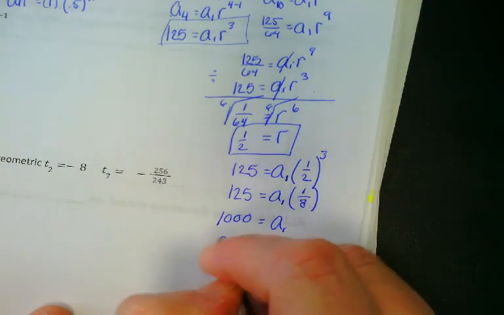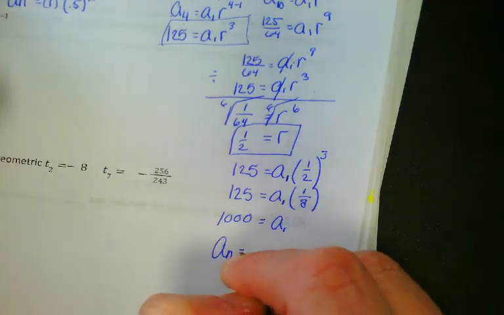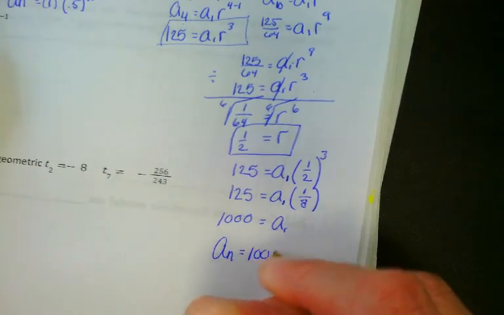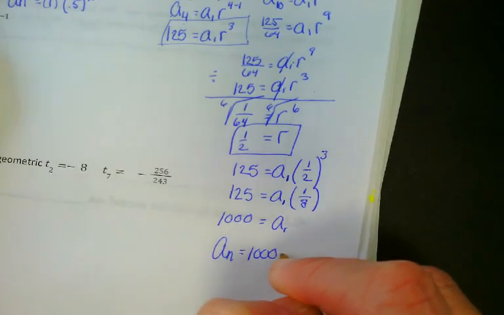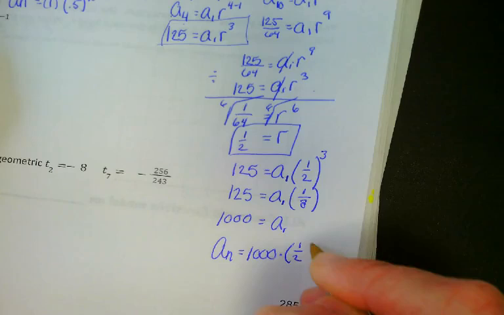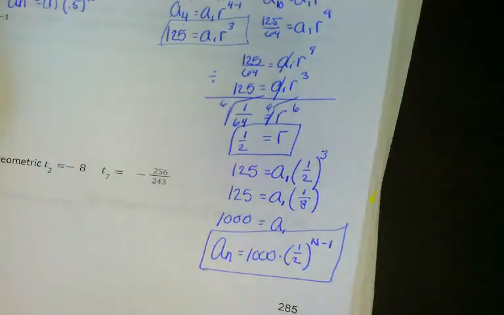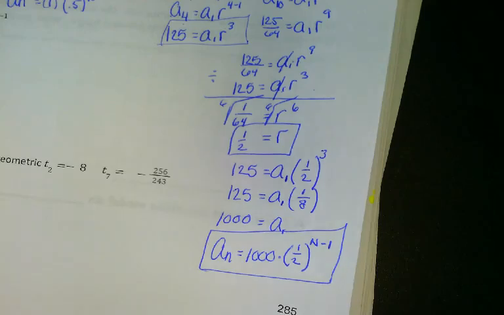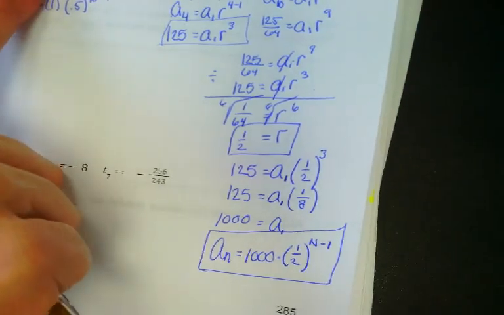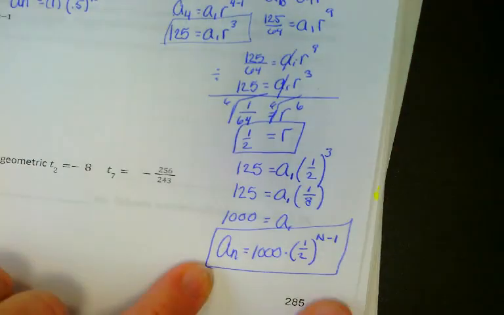So our rule now is a sub n equals a sub 1, so 1,000 times 1/2 to the n minus 1. And that's it. You truly can't go any farther. Okay, so it's super nice if you know a sub 1 and can find the ratio. This is where they're going to make you work.